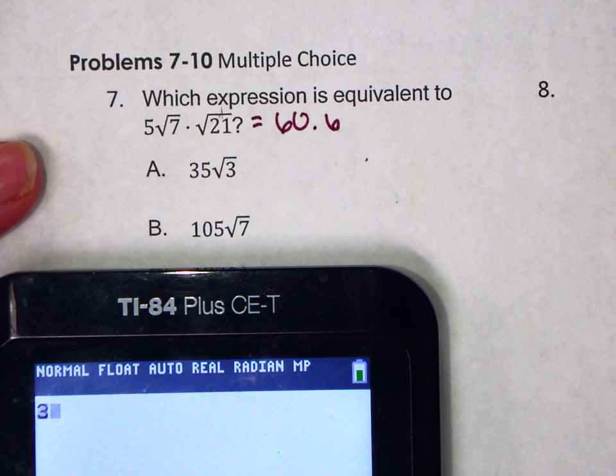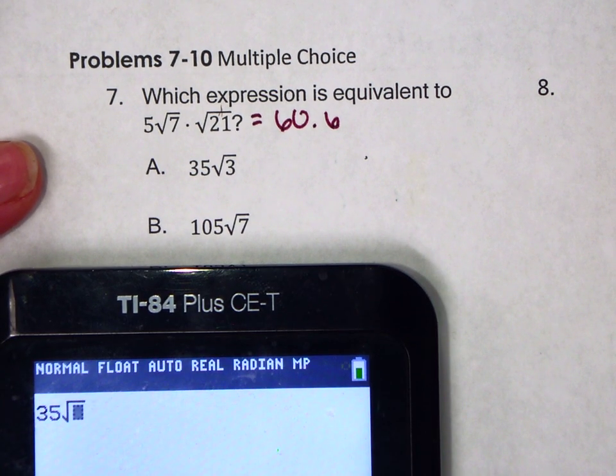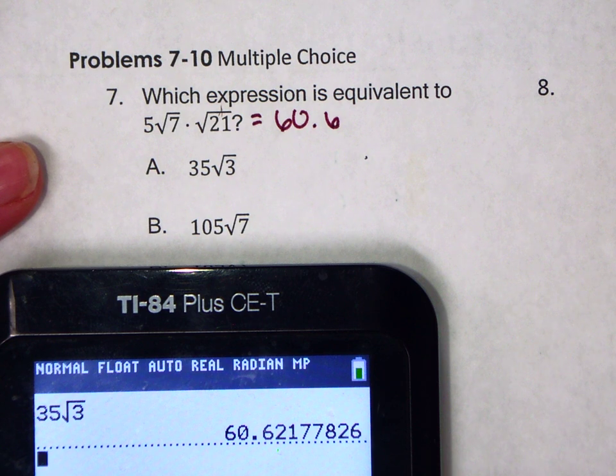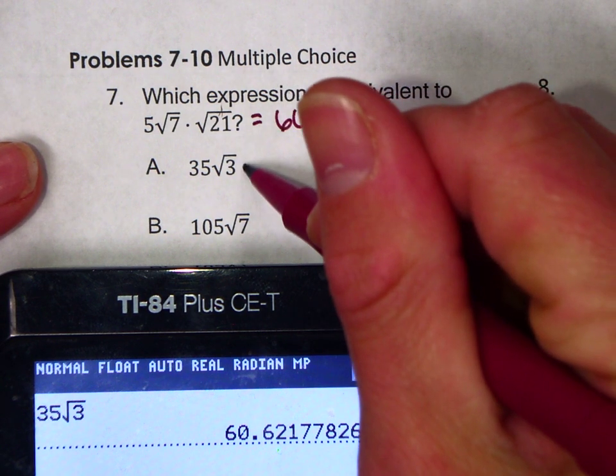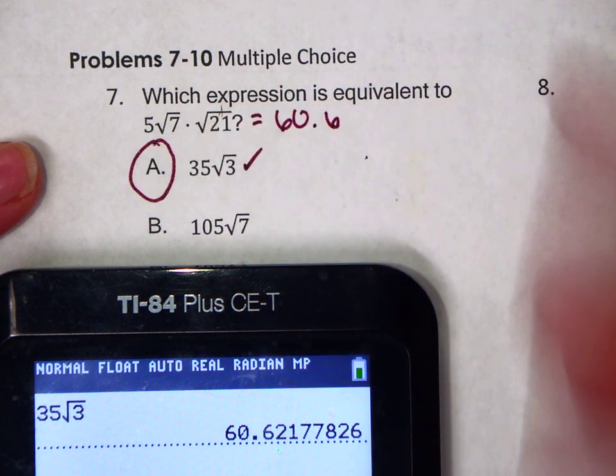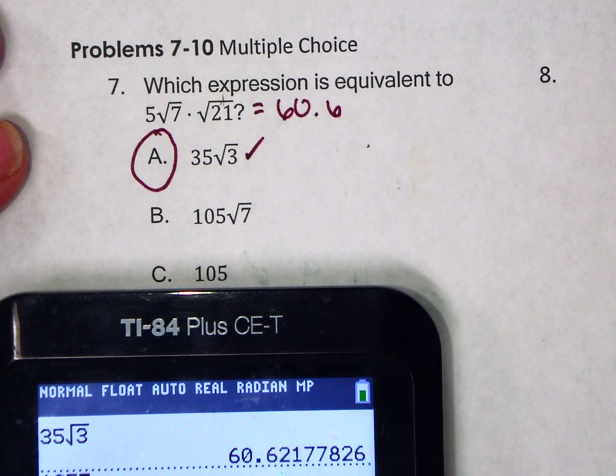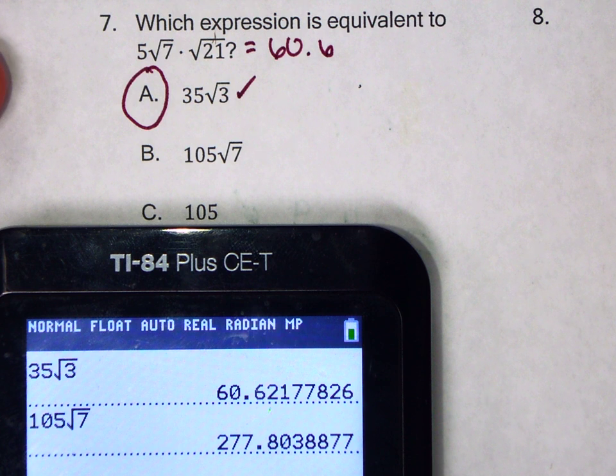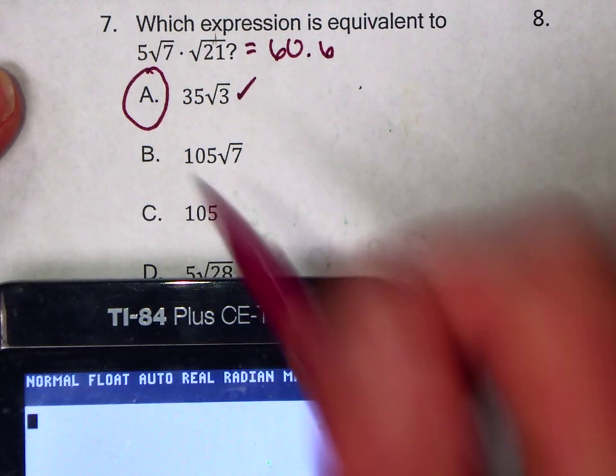So let's go through and I'm going to type in my answer choices. 35 square root of 3. Is that 60.6? Yes, it is. So that's probably my answer, but let's go through and check these other ones. 105 square root of 7. That is not 60.6. So that's not right.